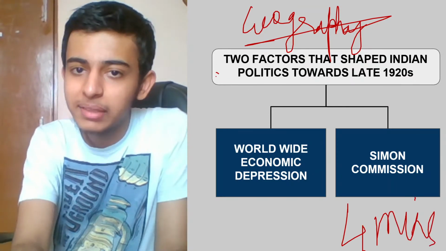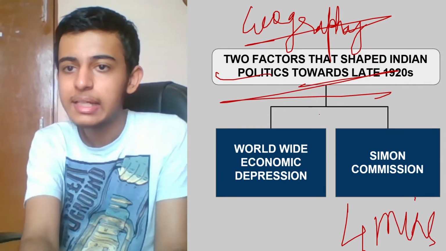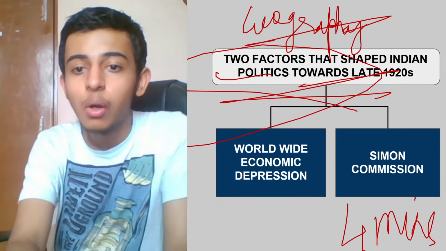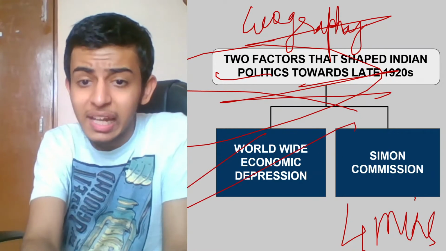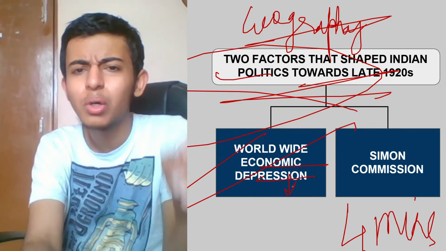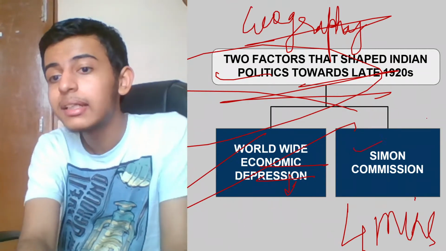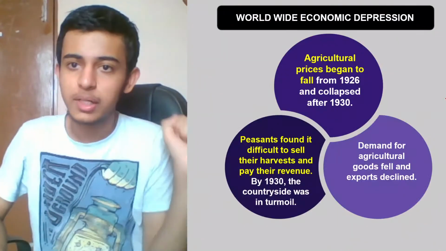Two factors that shaped the Indian politics towards late 1920s. They shaped Indian politics, gave it structure. Worldwide economic depression. Economic depression means a very bad situation at that time. Simon Commission. Talking about the worldwide economic depression.